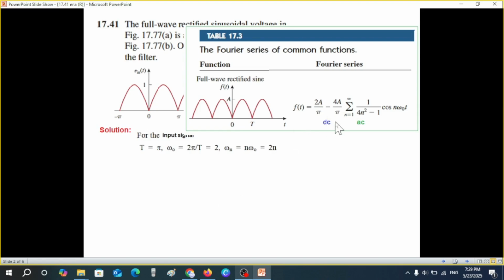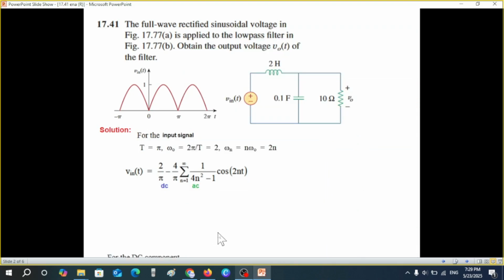Then there are two parts of the signal. This part does not have any time component, so this is the DC element. And this has a time component, so this is the AC element. So we'll deal with them in two parts. In our case, you see A has been replaced by 1, so this will become the input signal. First we'll treat the DC. This is the input DC, and we'll apply this to the circuit.